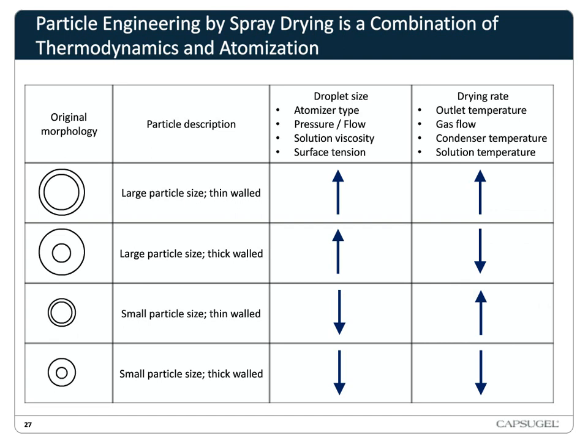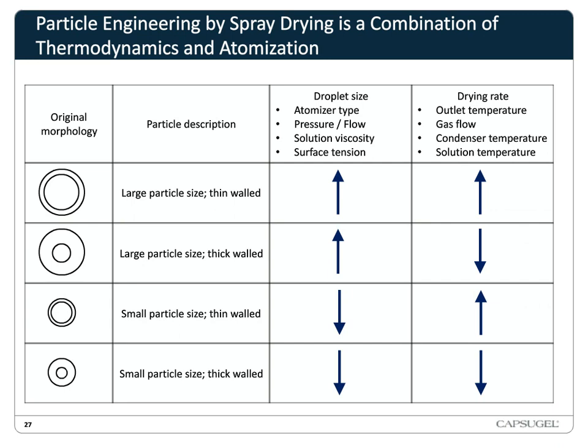This slide shows we've divided this table into the original morphology of the particle, a description, and then we've separated the atomization and the thermodynamics. The atomization is represented by droplet size, and the thermodynamics of the spray dryer is represented by drying rate. When we have a large droplet size and a very fast drying rate, we get a large, blown-up particle with skinny walls, so a thin-walled particle. When we have the same droplet size but decrease the drying rate, we get a similar particle, although the wall thickness tends to be thicker.